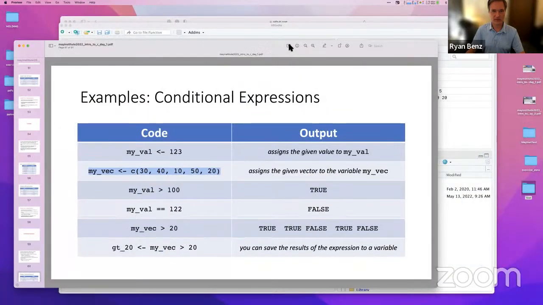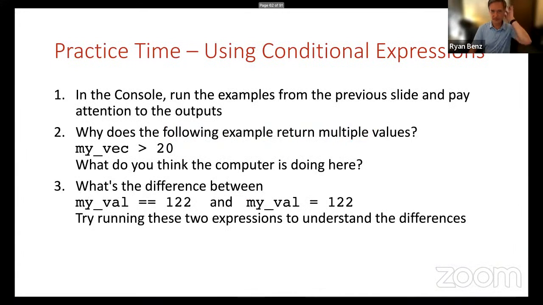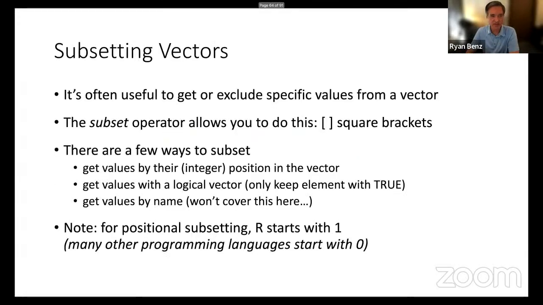Okay, let's go back to here. So we talked about some practice time. Again, we kind of worked through these, so I'll leave these as something you can do after the workshop. As the final piece, we're going to combine all of these things that we did together to talk about subsetting vectors. And this is useful when you want to get specific values from a vector.